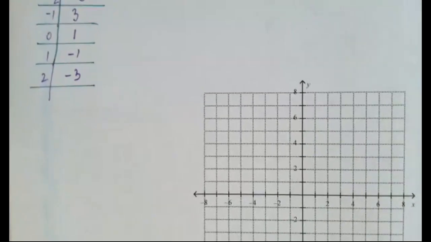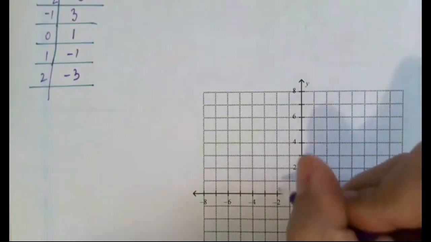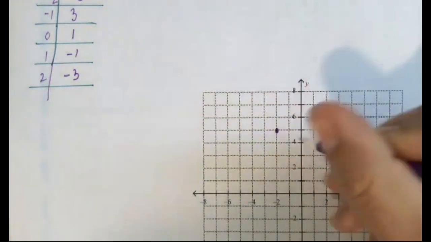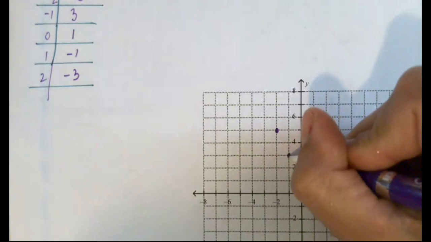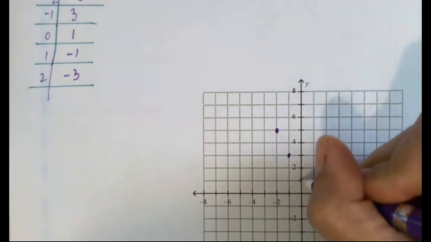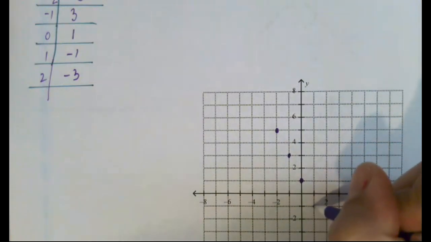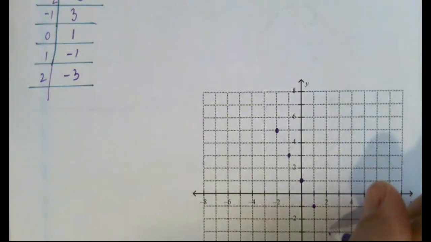So let's go ahead and plot. (-2, 5), (-1, 3), (0, 1), (1, -1), (2, -3).